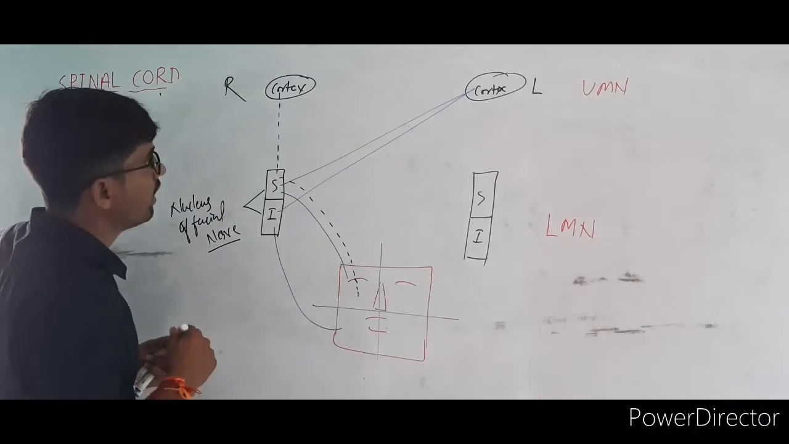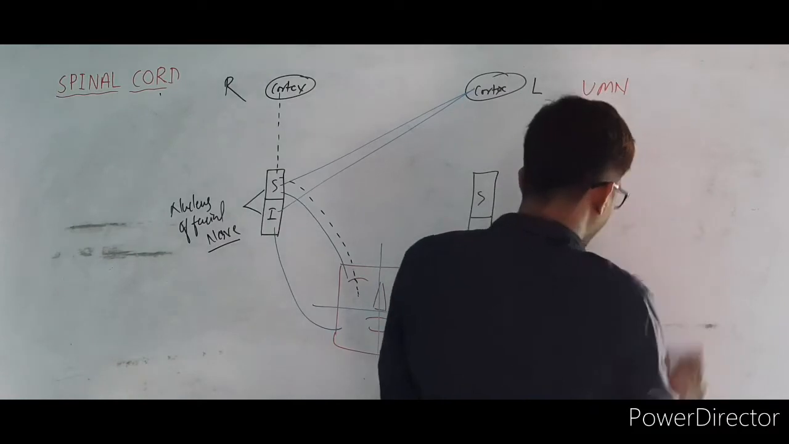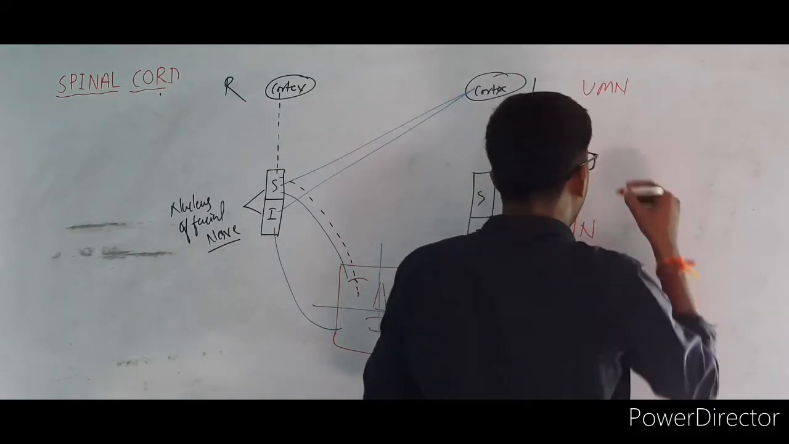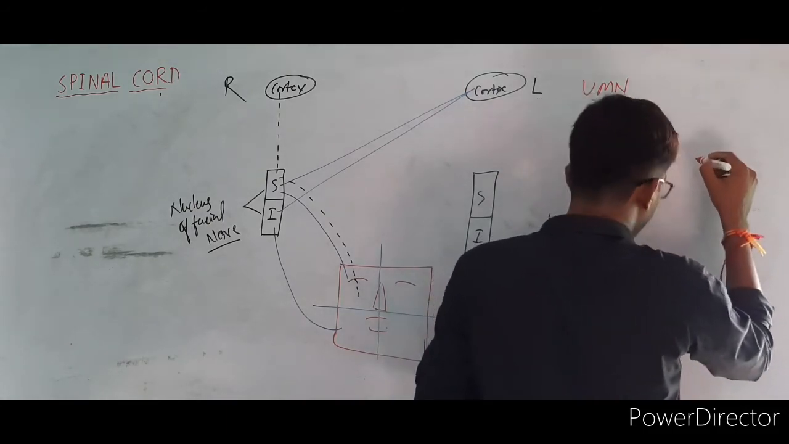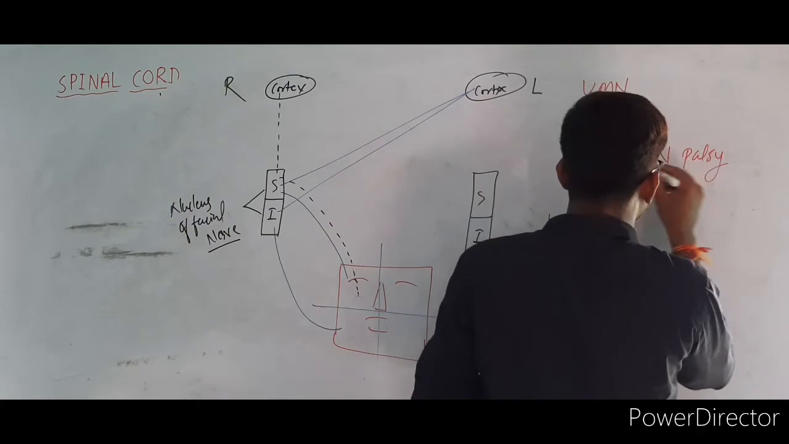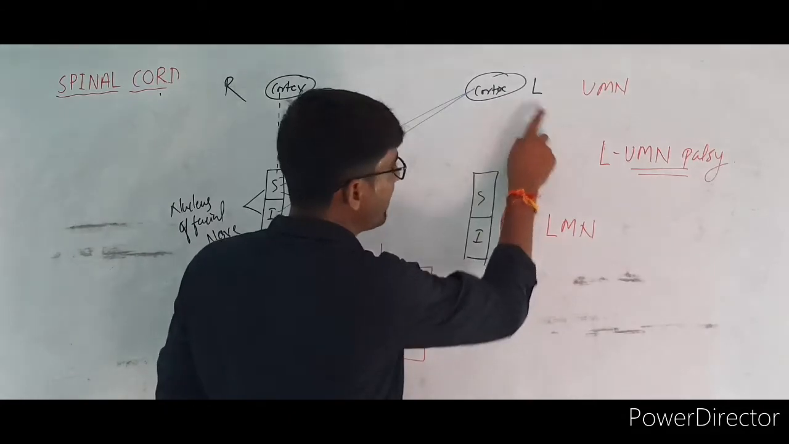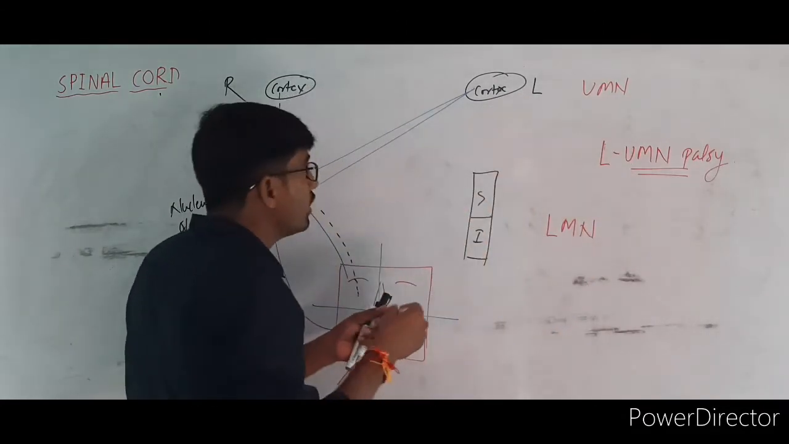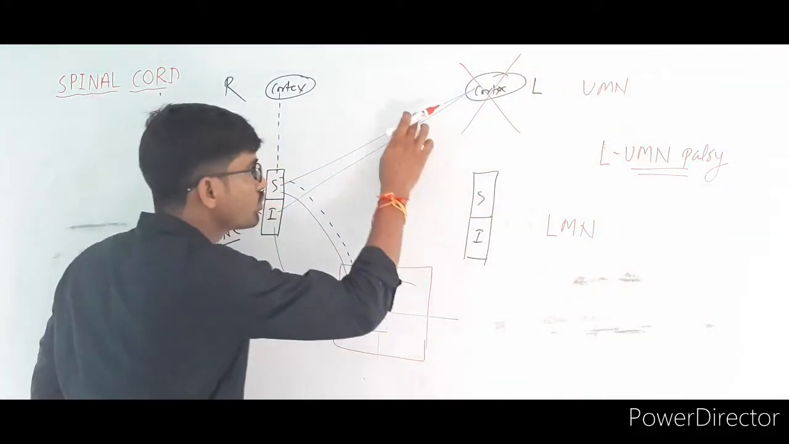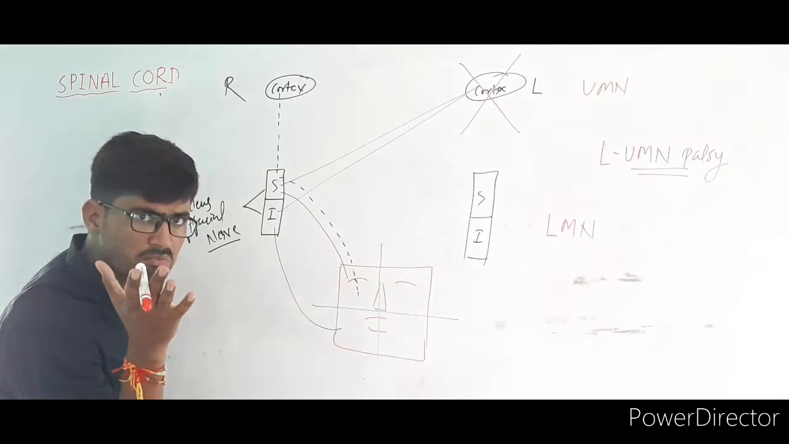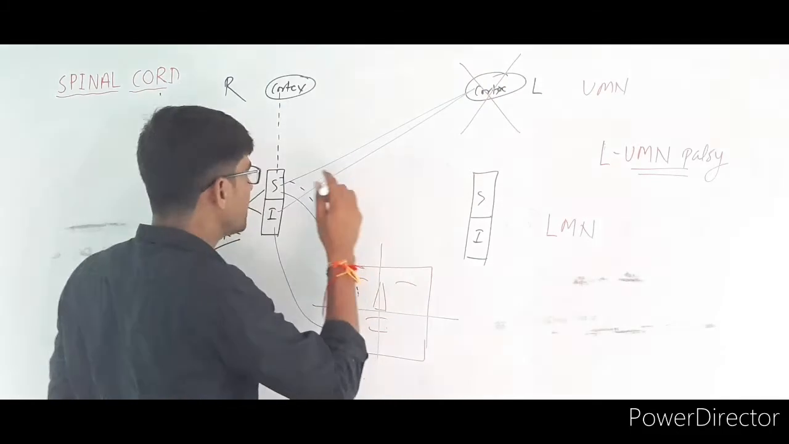Yes. Now you tell me what will happen in, here I am writing, okay, what will happen in left upper motor neuron palsy? Now remember, concentrate here very well. Left, so this is left, upper motor neuron. So if any palsy is here, this is not working. So sensation from here to here will not come. Sensation from here will not reach this part because this center is not working. So sensation is not coming.